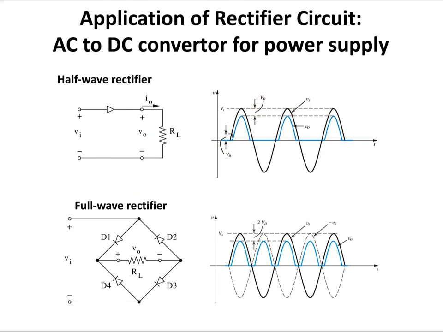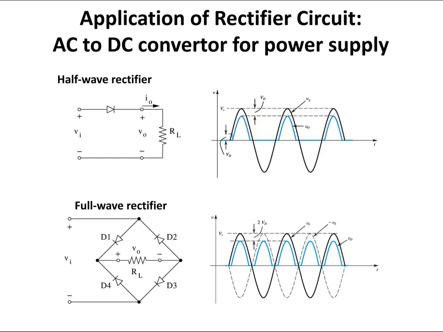Rectifiers are used in AC to DC converters for power supplies. The rectifier circuit that we just saw was a half-wave rectifier because it only rectifies half of the input signal, and we are losing the other half of the input waveform at the output.